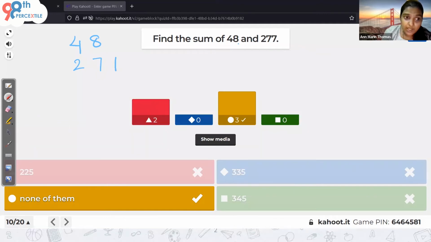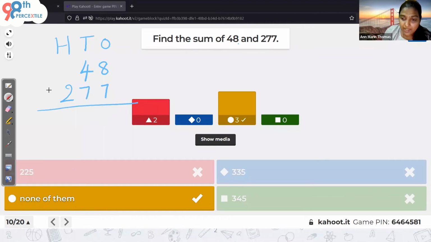Absolutely no. Please make sure you are writing ones, tens, and hundreds so that you don't make that mistake which I did before. So my first number is 48. So I have 8 in ones place and 4 in tens place, right? And now I have 277. So 7 in ones place, 7 in tens place, and 2 in hundreds place.